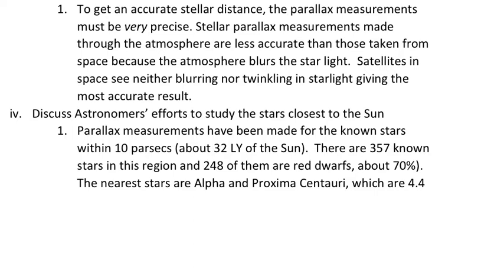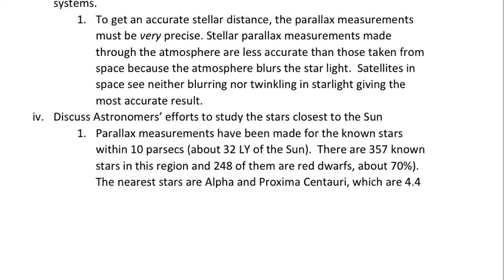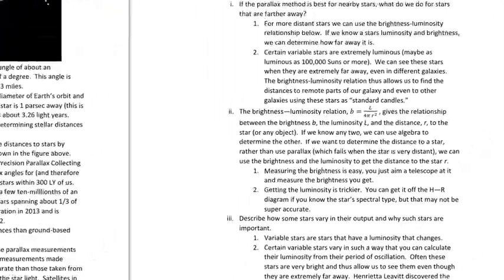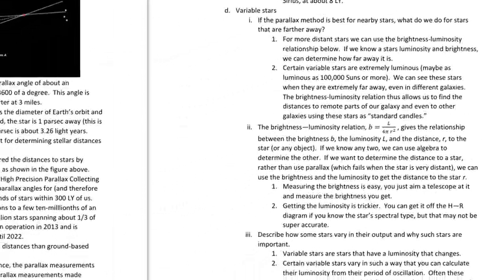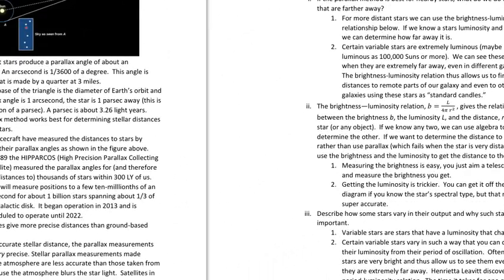Of the 357, 248 are red dwarfs. Again, we talked about how there are more small stars than big stars. So about 70% of them are red dwarfs. The nearest stars are Alpha and Proxima Centauri, which are 4.4 and 4.3 light years away, respectively. And so that's for sort of nearby stars.